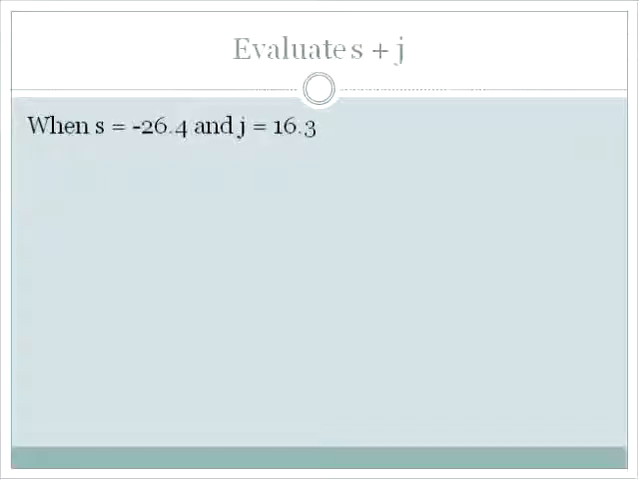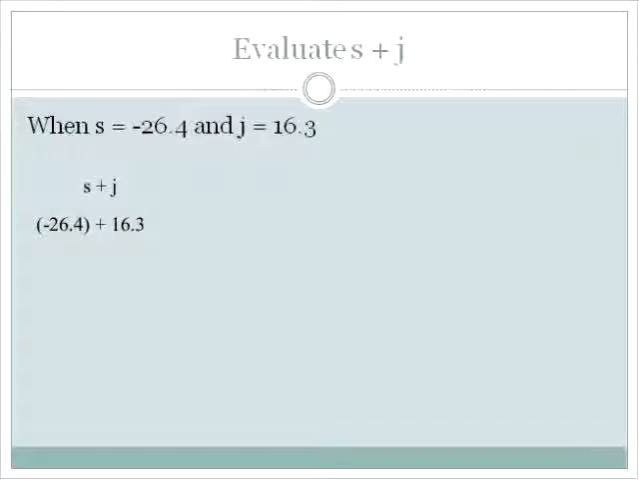Alright. S plus j. So I'm going to substitute in those values, negative 26.4. And by the way, these aren't birth dates or anything. I'm not that coordinated. They were just random numbers. So 26.4 is negative, and the positive is plus 16.3.